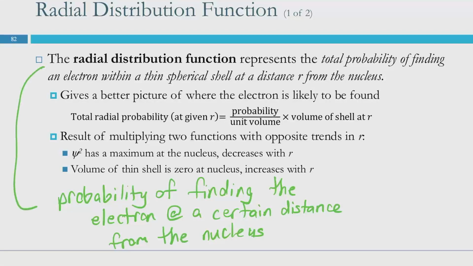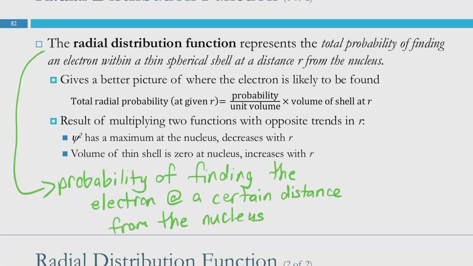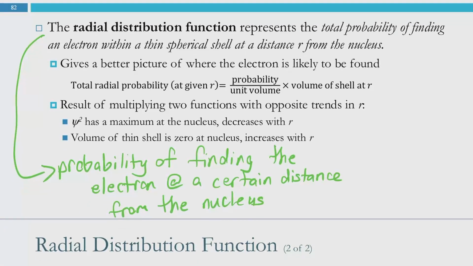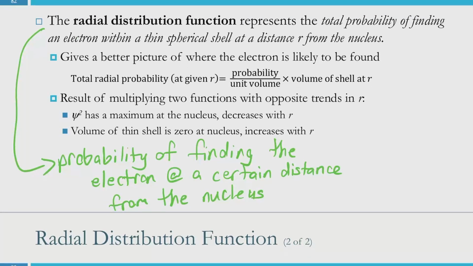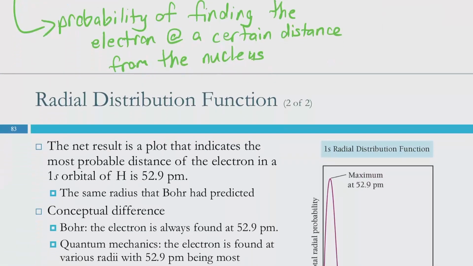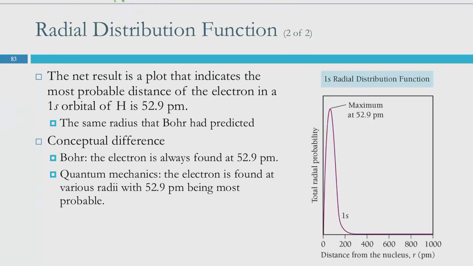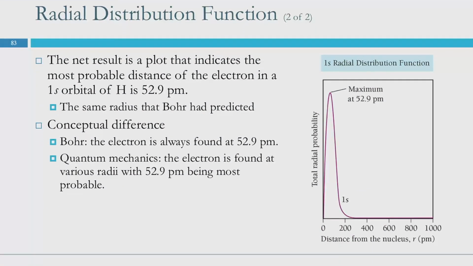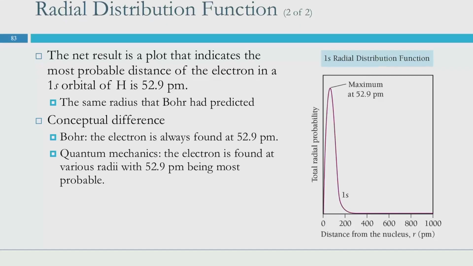This is our radial distribution function. This gives us a better picture where our electron's likely to be found. And if you take these two functions and multiply them together, you get something even better. So this is what the radial distribution function looks like. We've got a probability of 0 at a distance of 0 from the nucleus.